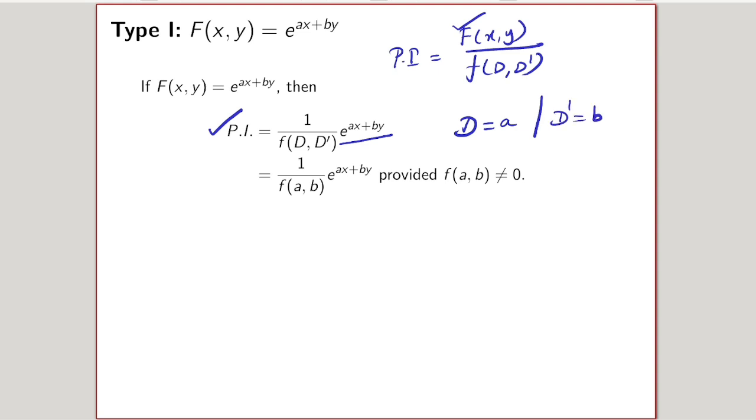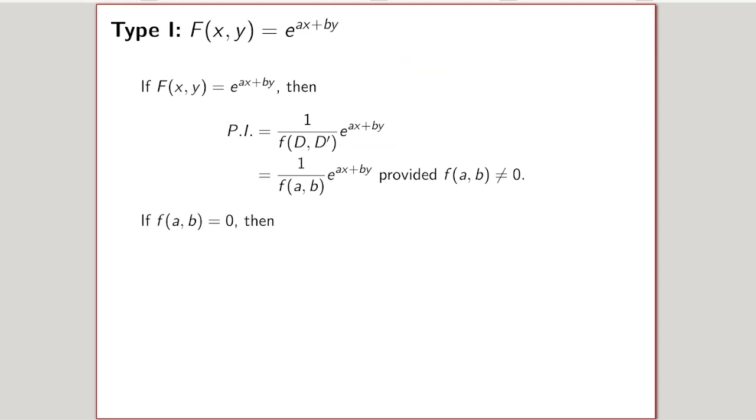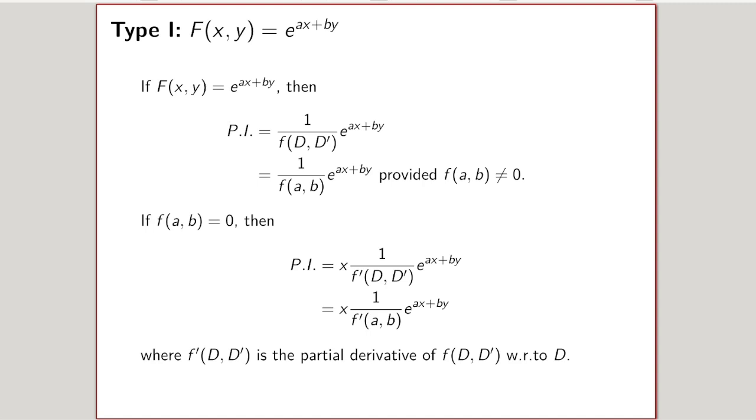These a and b terms are nothing but the coefficients of x and y in the exponential term. So if after substituting D as a and D' as b the denominator doesn't become 0, we can fix this as our particular integral. Suppose we get the denominator as 0, then again we have to differentiate this denominator once again.